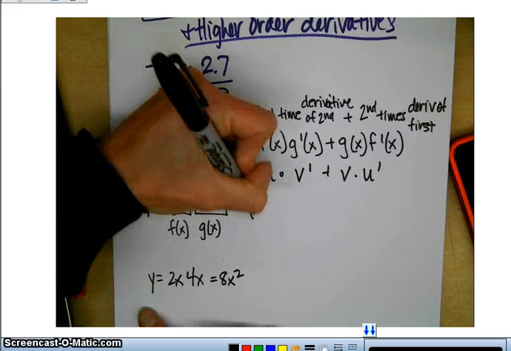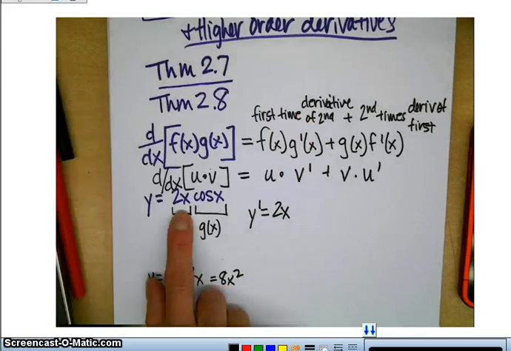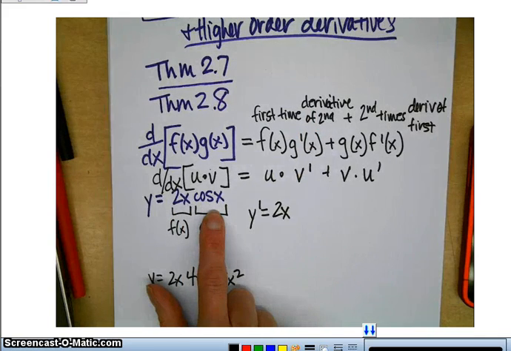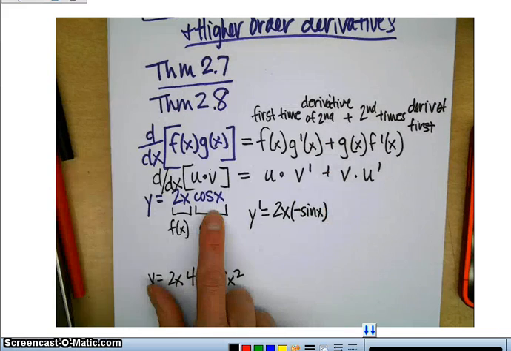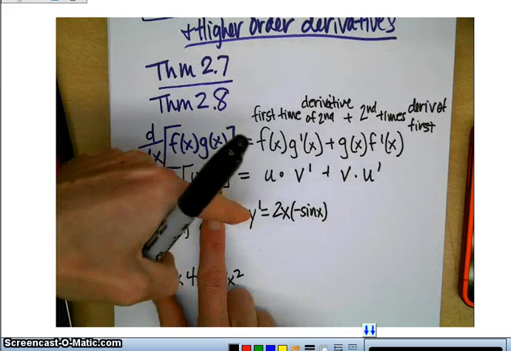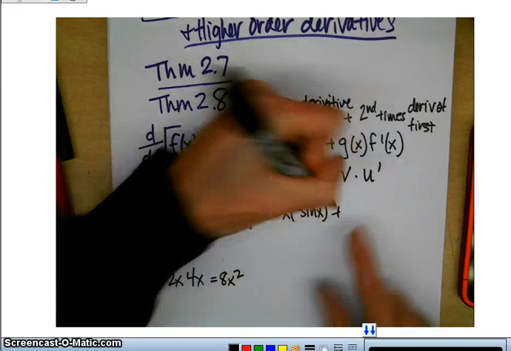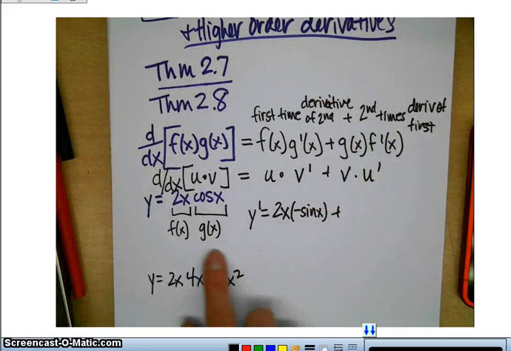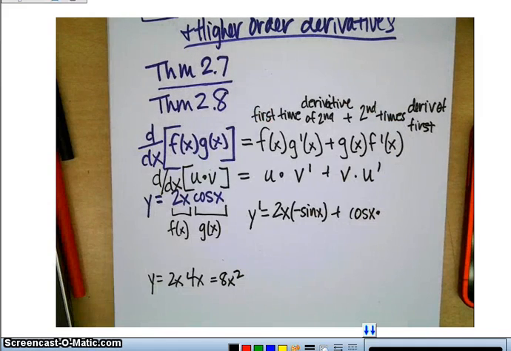So y prime is the first, 2x, times the derivative of the second. What is the derivative of cosine? Times negative sine of x. Now, watch, listen, pay attention. Why did I put the negative sine of x in parentheses? I don't want to think, when I look back, that it's minus the sine of x. It's times. Plus v, or the second, what's the second function? Cosine of x, times the derivative of the first, which is 2.